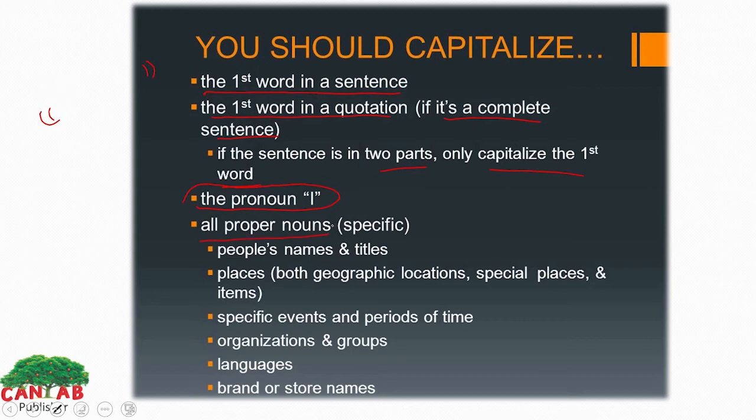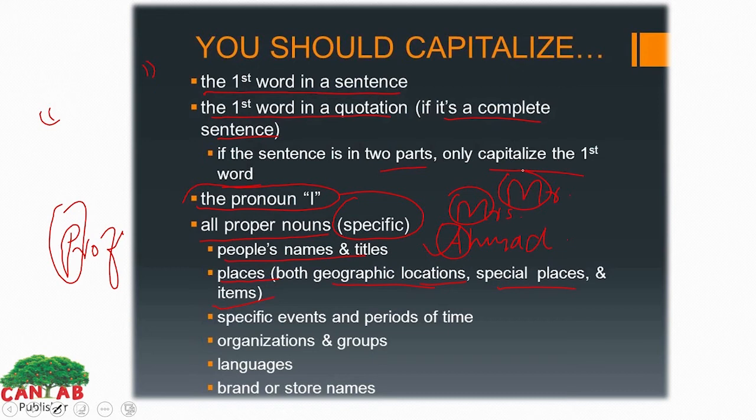All specific proper nouns, like people's names and titles, places, both geographic locations and special places, and items. People's names like Ahmad, or Mr., Mrs., Professor, like that. You can see the capitalization here. We always capitalize it. The places like Lahore, Peshawar. You can see the capitalization here.